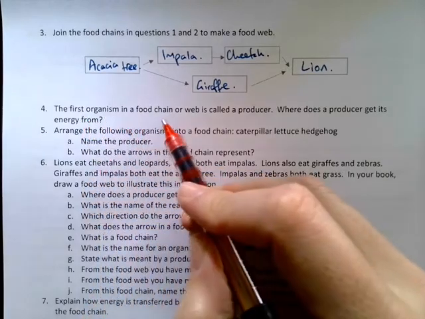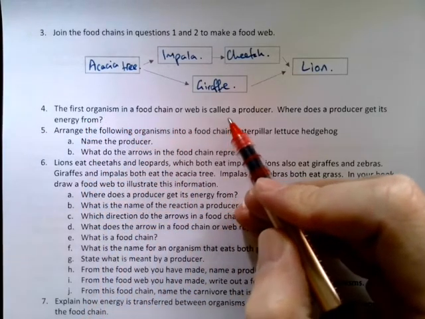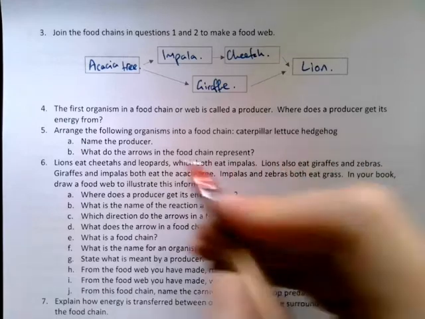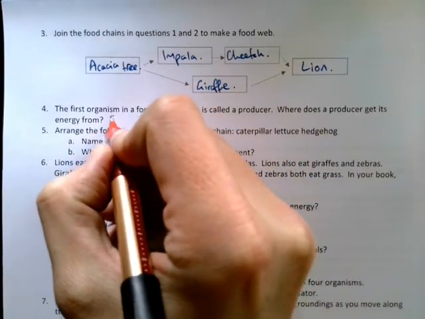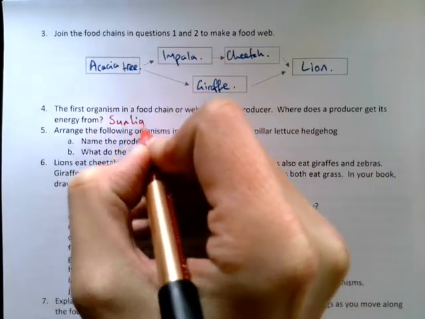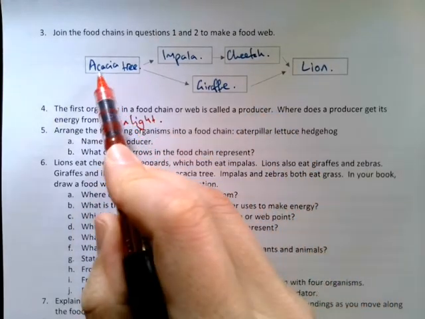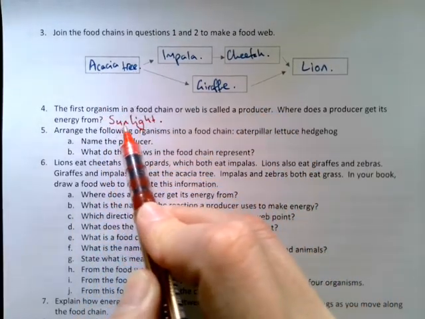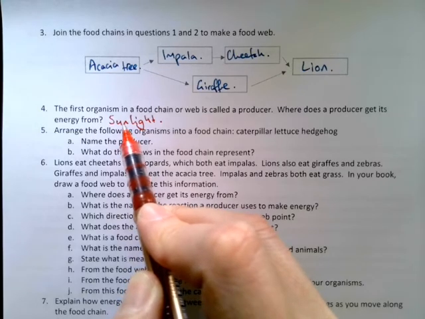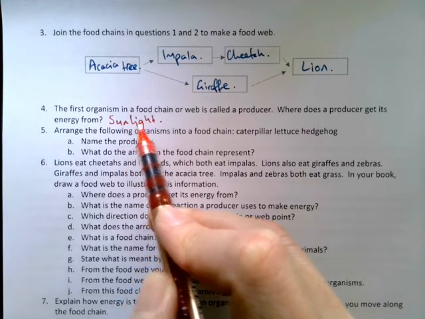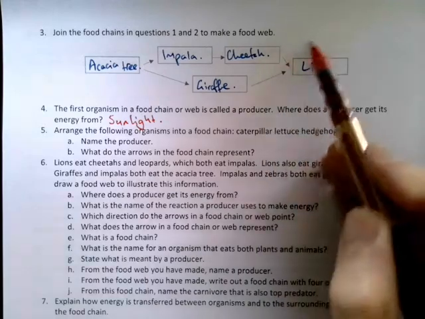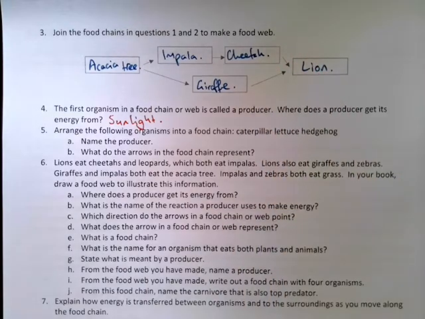The first organism in a food chain or web is called a producer. Where does a producer get its energy from? It gets its energy from sunlight. Okay, so you remember that the producer is any plant. So here you can see the acacia tree. That turns sunlight into a food source. It turns it into glucose, and then that gets passed on because these guys can't make their own food.